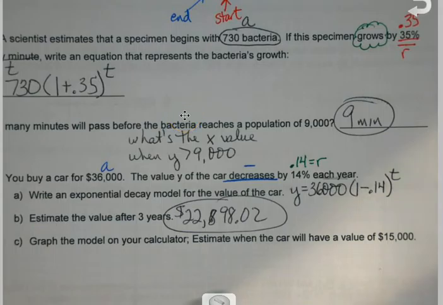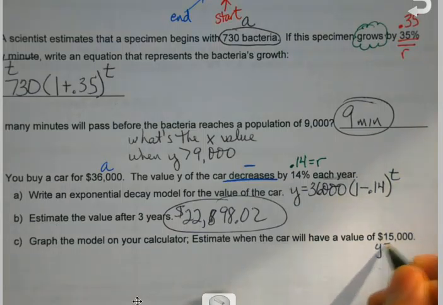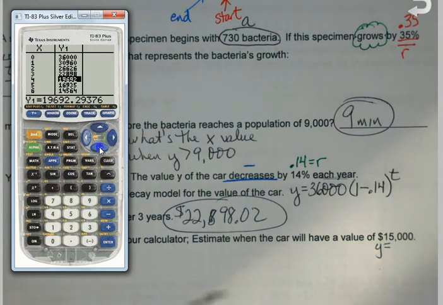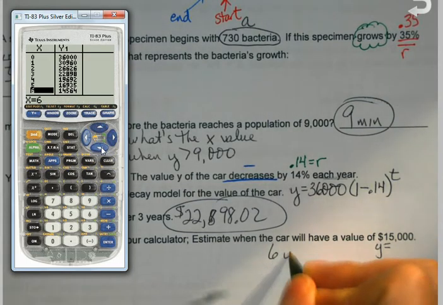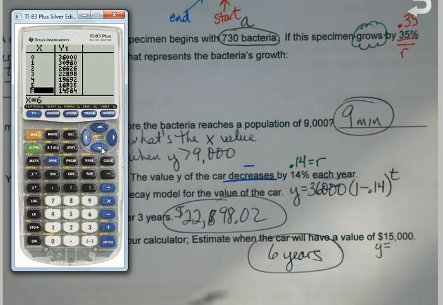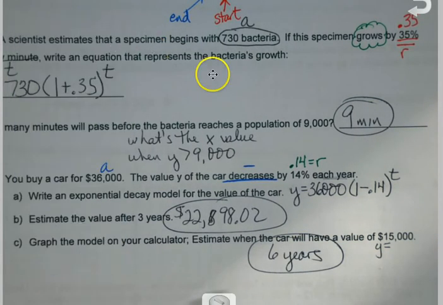Okay? And then graph them out on your calculator. We kind of already did that. Estimate when the car will have a value of 15,000. In other words, when is Y going to be less than that? And right when I hit year 6, now it's below that. So about 6 years, okay? So we're just estimating. We're just kind of getting close. We're not going to get it down to the day, like 5 years and 38 days. And we're not going to get into all that. Okay, so that's just a basic growth and decay model.